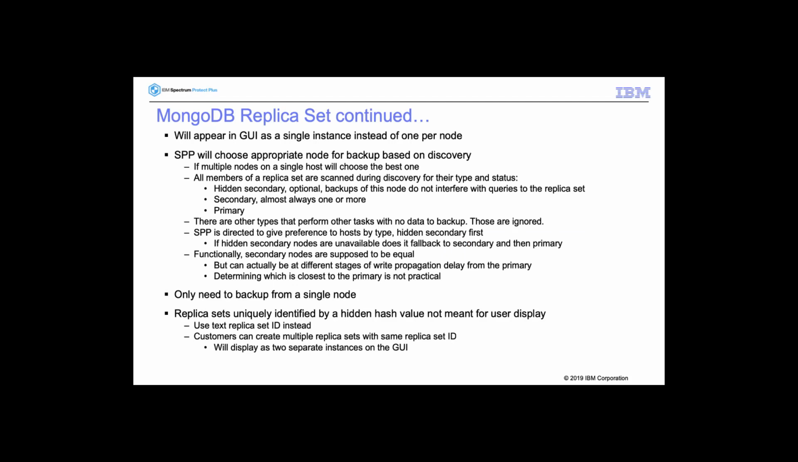Now, what's going to happen when you have a replica set in Spectrum Protect Plus for a MongoDB, it's going to appear in the GUI as a single instance instead of one instance per node. And Spectrum Protect Plus is going to choose the appropriate node for backup based on the discovery and inventory that it does on the database. Here is some information about how it picks the node for backup. I won't read all of that to you, but suffice it to say that you only need to back up from a single node, and that node is going to be the hidden secondary first.